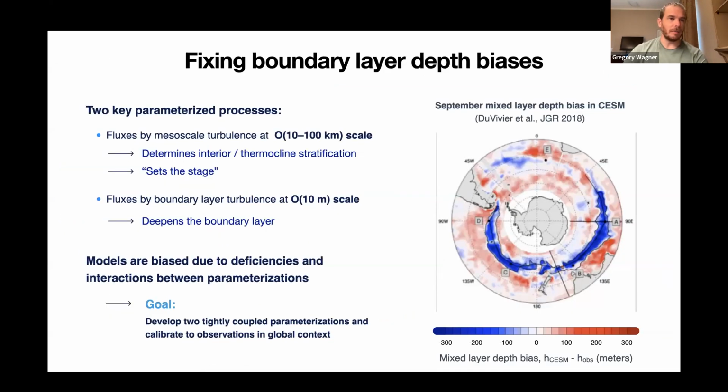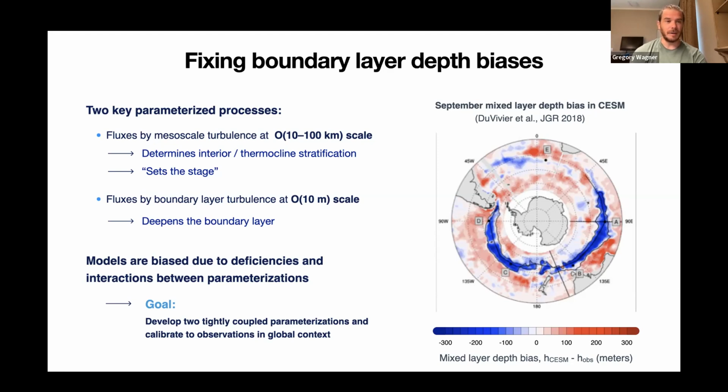So just to motivate that problem, I'm presenting a case study in a bias that's common to many ocean models, which is a misprediction of the boundary layer depth in the southern oceans. That's illustrated by the figure on the right. This is from a paper published in 2018, I think from the Southern Ocean spring. This particular model has a bias in the mixed layer depth. That's the layer over which properties are relatively mixed at the top of the ocean. The bias is on the order of 200 to 300 meters, which is about half of the total depth of the boundary layer. So that's a significant bias.